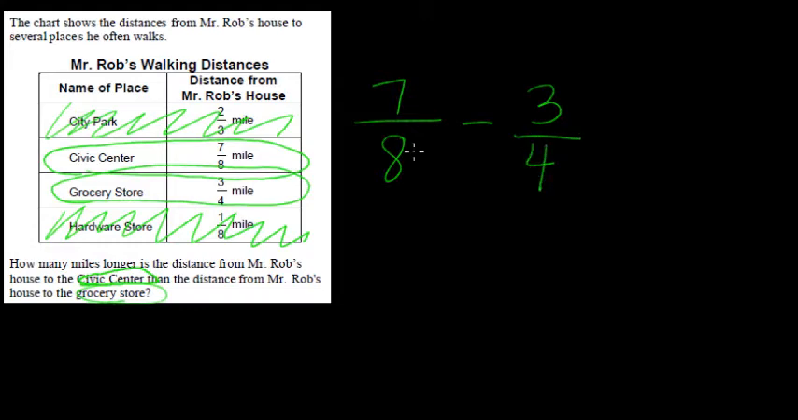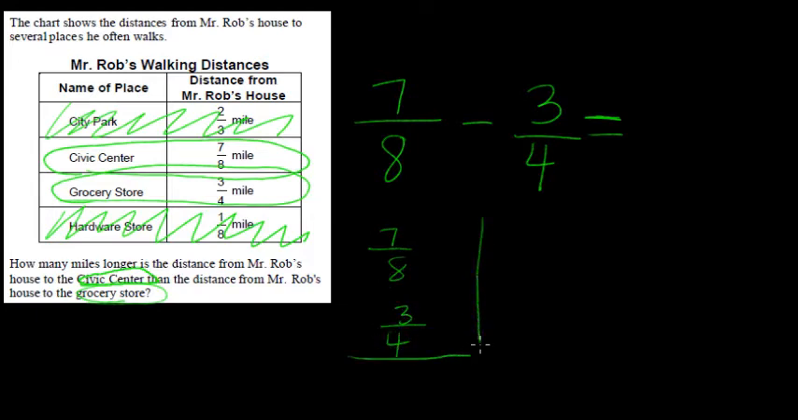Okay, and the reason the 7/8 comes first is because it says how many miles longer is the distance from the Civic Center than the other one. So that one is listed first. Okay, just like adding fractions, every time we have fractions, we're finding common denominators so we can add or subtract. Okay, so you're going to follow the same steps.